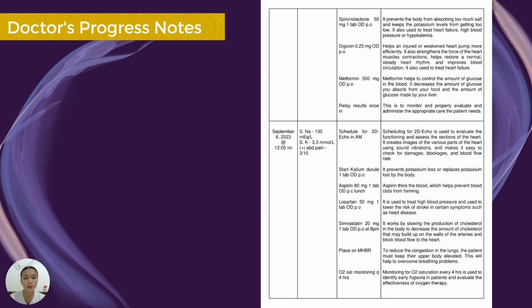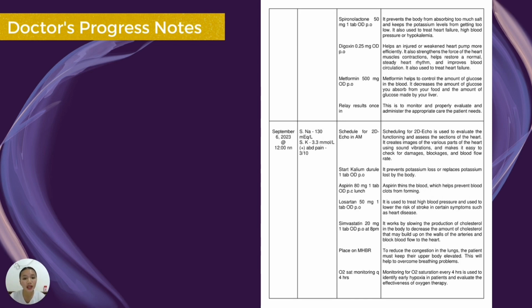Now we have the physician's order, the schedule for 2D echo in the morning. So scheduling for 2D echo is used to evaluate the functioning and assess the section of the heart. It also creates images of the various parts of the heart using sound vibrations and makes it easy to check for damages, blockages, and blood flow rate.